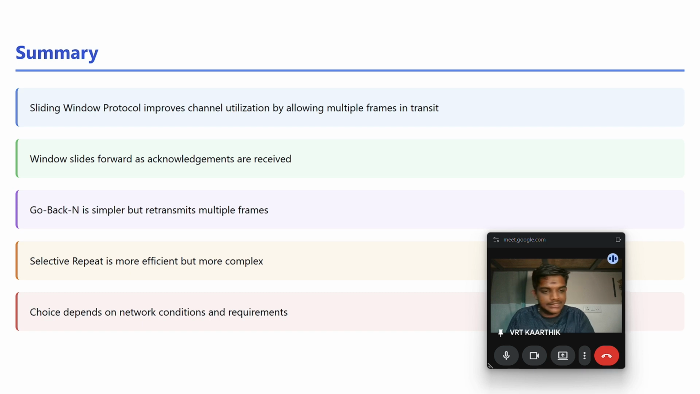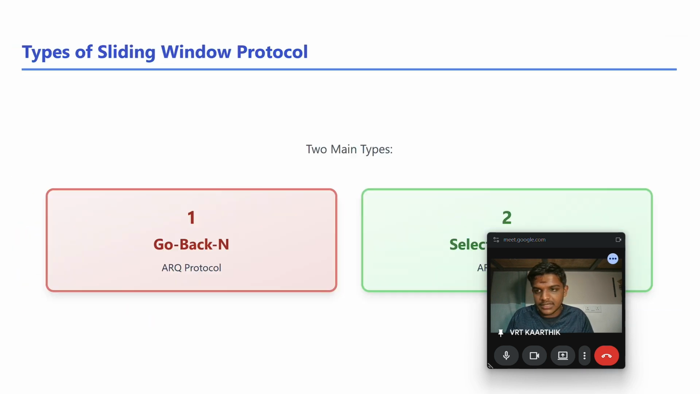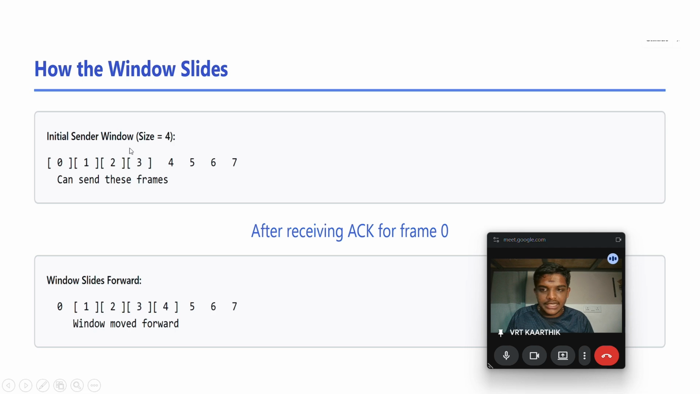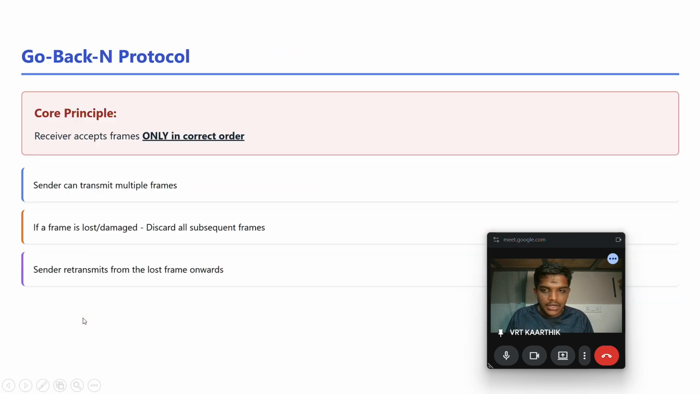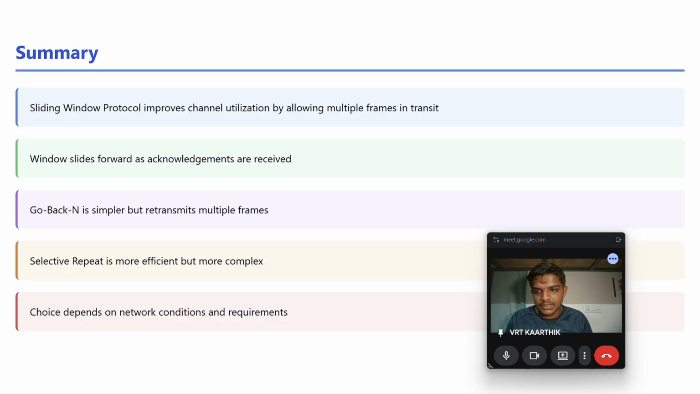We have seen that example previously, so we'll go there once again. Initially at the sender, the window is 0, 1, 2, 3, 4. Once it receives the acknowledgement, it moves forward. That is the second point we have discussed. Go-Back-N is simpler but retransmits multiple frames, from the lost frame onwards. Selective Repeat is more efficient but more complex, as it retransmits only the lost frame.